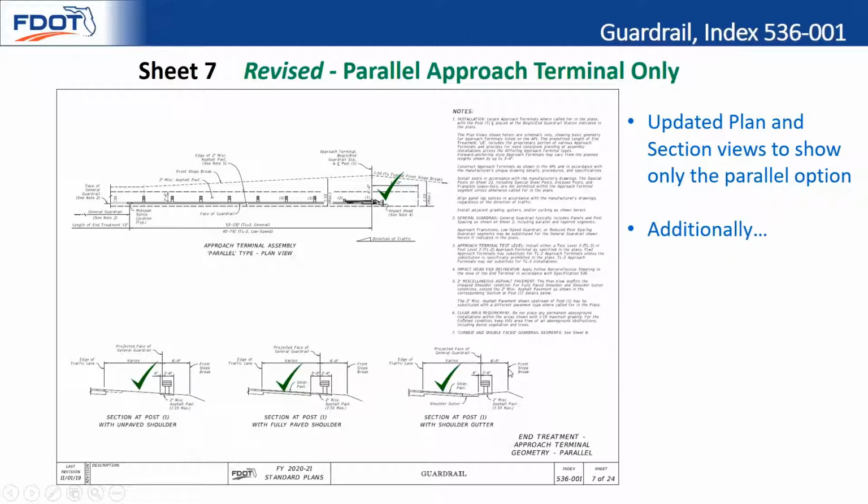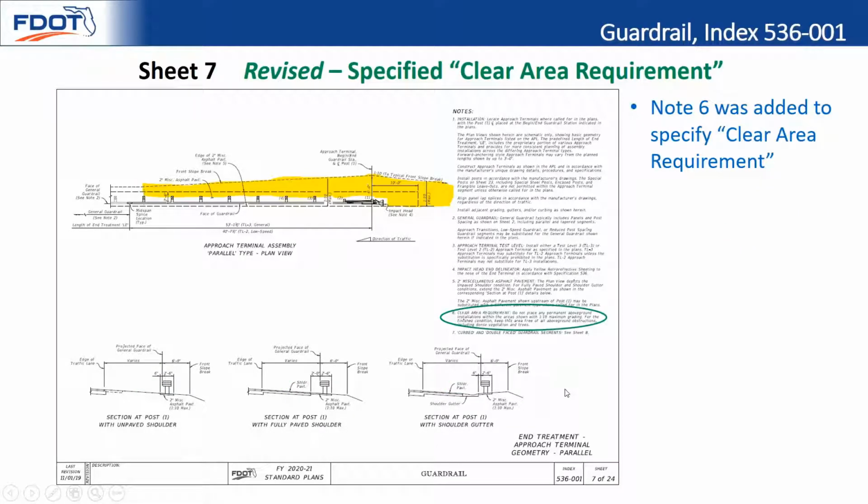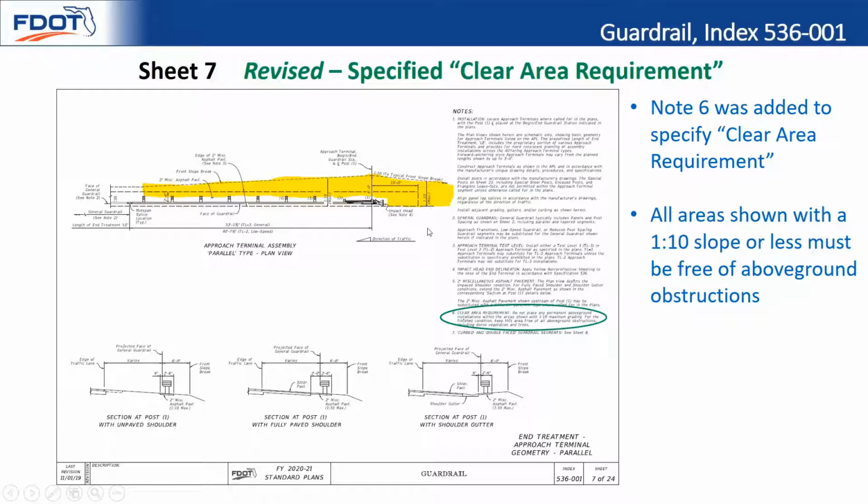Okay, so we see the updated sheet now. We now just show only the parallel option in both the plan view and the section views. And so additionally, on sheet number 7, this was always implied in the drawings. We now have specified the clear area requirement around an approach terminal. And so the idea is that really anywhere you have the slope shown that's a 1 to 10 or flatter, it was always implied that the reason for that is so the vehicles could easily traverse that, and then the approach terminal can perform as it's supposed to.